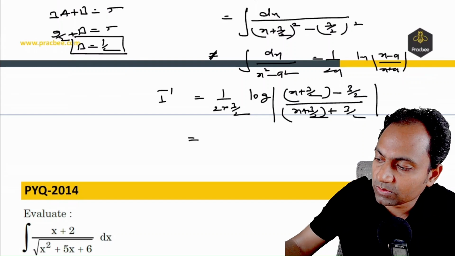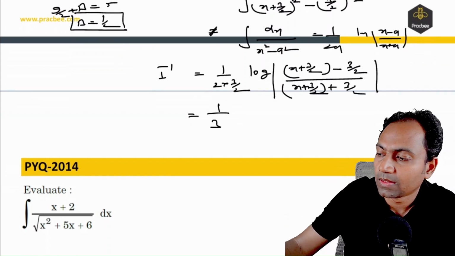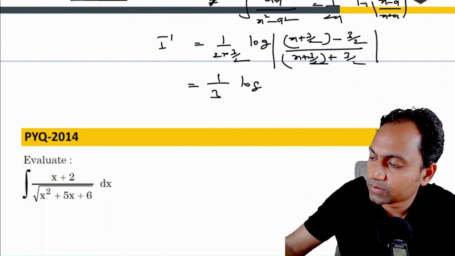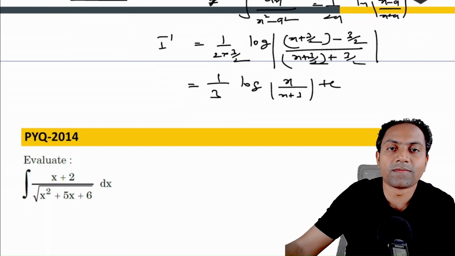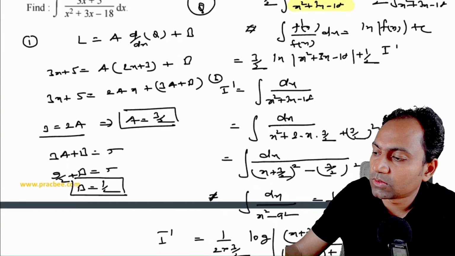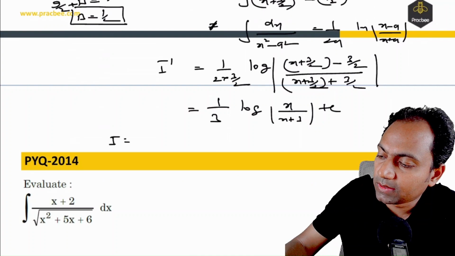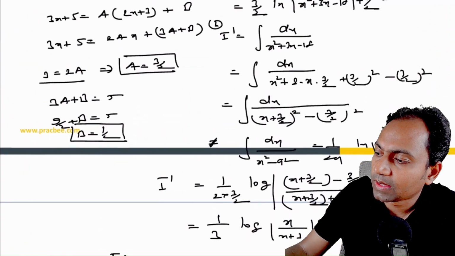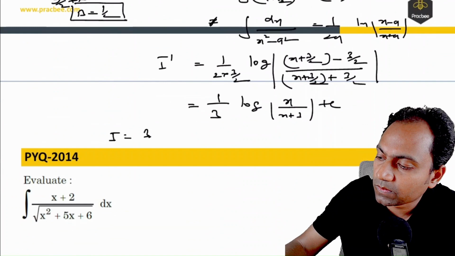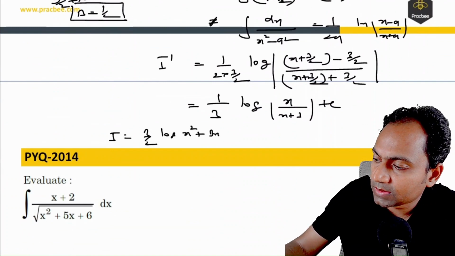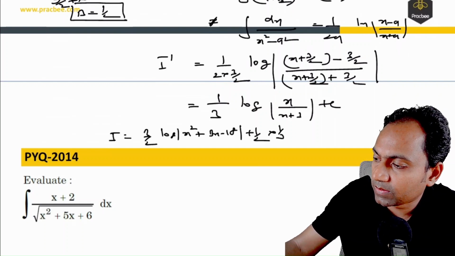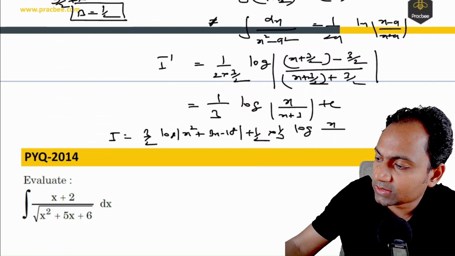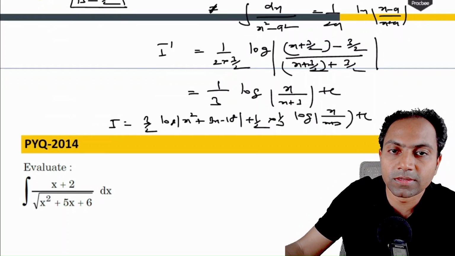So the answer to this question becomes nothing but 1 by 3 and then log of x by x plus 3 plus c. We put the value and we get the value of I. So the value of I, or the original integral, becomes nothing but a, that was nothing but 3 by 2 log of x square plus 3x minus 18 plus 1 by 2 into 1 by 3 log of mod x by x plus 3 plus c. This is the answer we are getting.